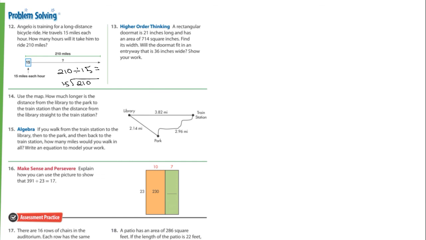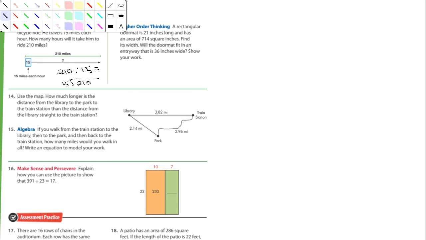Number 13, a rectangular doormat is 21 inches long and has an area of 714. So I'm going to draw that. Where's my... Oh, I didn't set that up yet. The shapes. Pencil toolbox? Oh, there we go. So I'm going to draw a shape here. So 21 inches long.